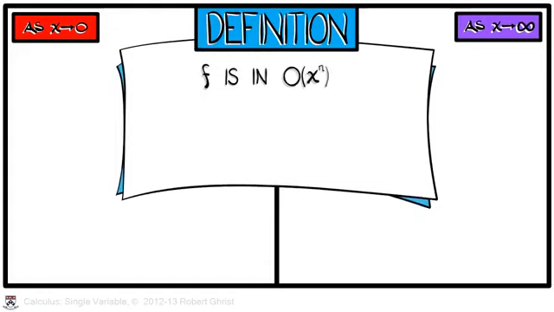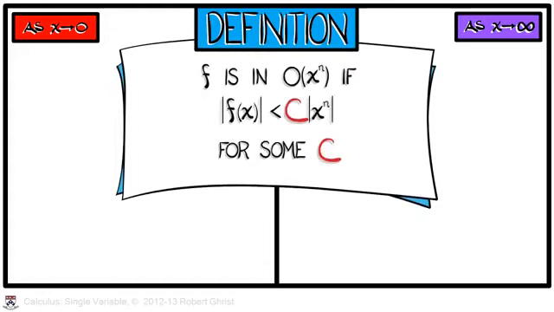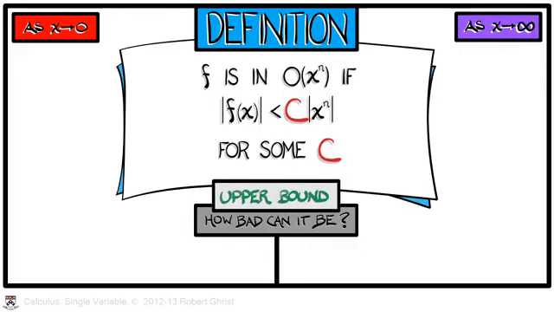We say that a function f is in big O of x to the n if, in absolute value, f of x is less than some constant c times x to the n. Now, we're not saying exactly what that constant is. It's just some constant, and we're just getting an upper bound. We don't actually care about the value of c. We just want to control the growth.